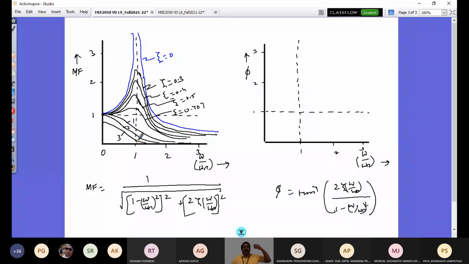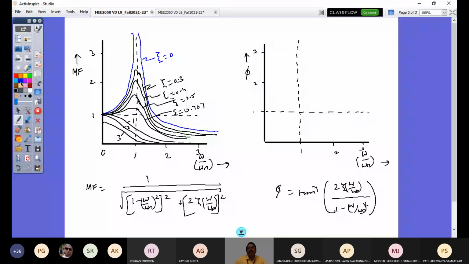Right. So this is how this variation would come, and what are the important takeaways from here is the points we discussed. So let's look at that one by one. We call it the characterization of magnification factor. I will summarize this once again for your benefit. For an undamped system, the blue graph is there, and the magnification factor goes to infinity.